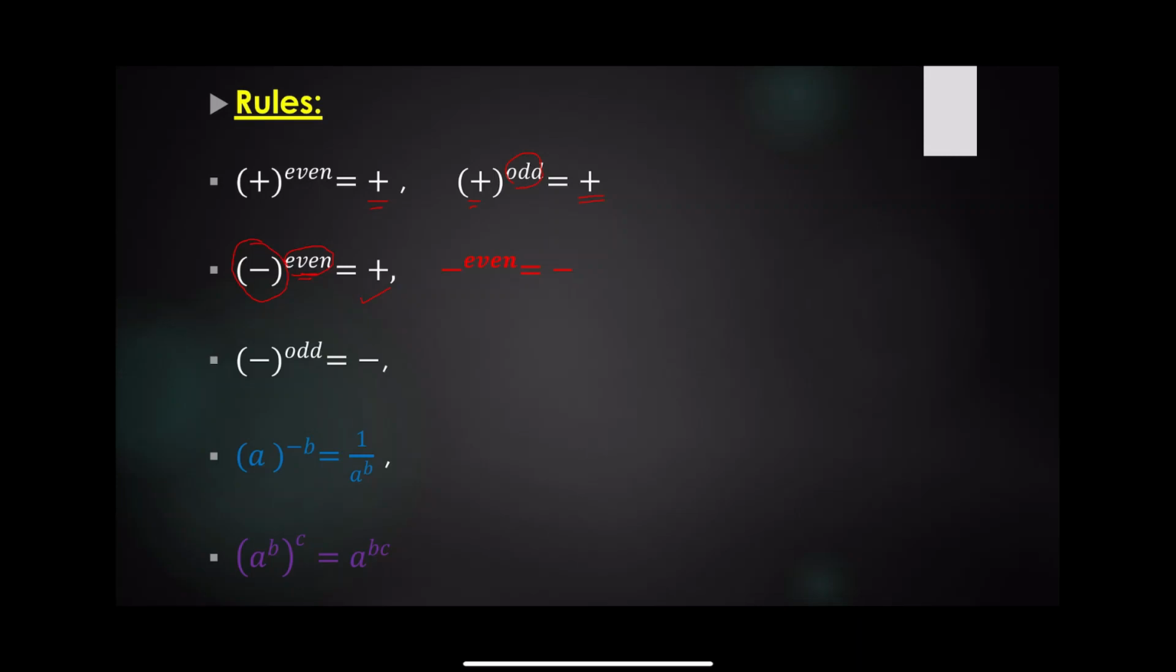So if we have a minus and then the number raised to an even number, the answer should be negative. I'll give some examples later, like negative 2 to the power 3. Now, in case of having a negative value raised to an odd number, the answer should be negative.